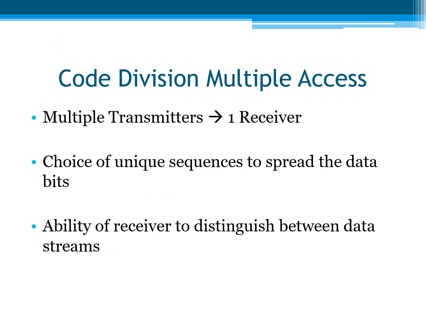Next we have code division multiple access. Here we have multiple transmitters and one receiver, and a choice of unique sequence to spread the data bits, and the ability of a receiver to distinguish between the data streams.